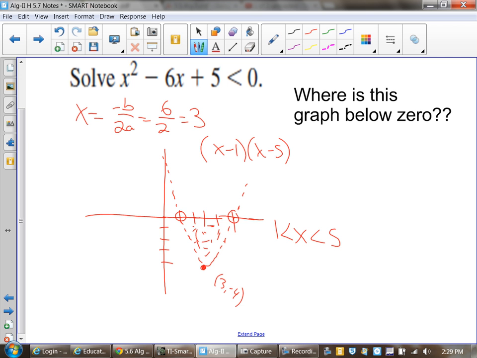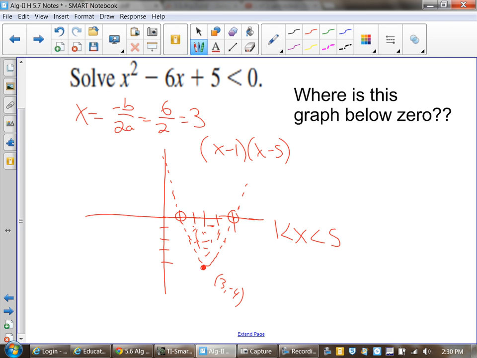The graph is below 0 between 1 and 5. That's what that question was asking you. Where is the graph below 0? The graph is below 0 between 1 and 5 for the x values. It is not including 1 and 5 because it was a less than problem. That's why they have open dots. Does that make sense?